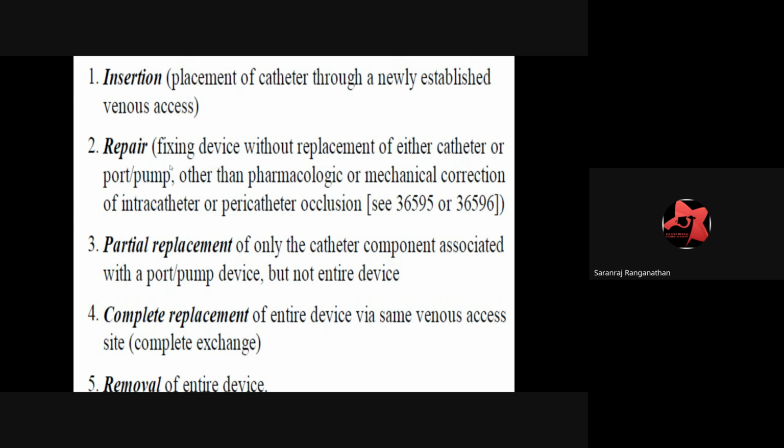Then repair means already inserted. So now we are repairing. Fixing a device without a replacement, either catheter or port or pump, other than pharmacological or mechanical correction of intracatheter or pericatheter occlusion. So you can see the example, CPT circle.